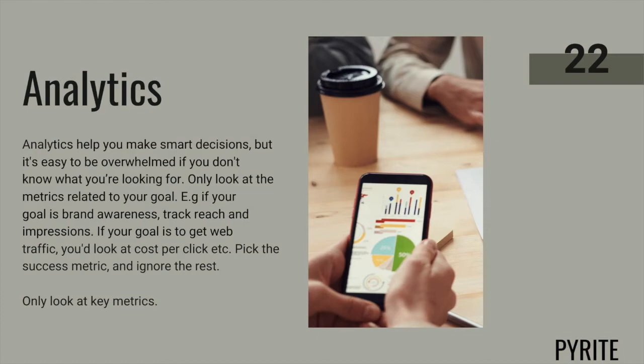Analytics, the fun stuff to see how all of your efforts are doing. Analytics can help you make smart decisions, but it's easy to be overwhelmed if you don't know what you're looking for. Only look at the metrics related to your goal. For example, if your goal is brand awareness, track reach and impressions. If your goal is to get web traffic, you look at cost per click. So pick the success metric and ignore the rest. Only look at the key metrics. This is huge. Don't get overwhelmed.